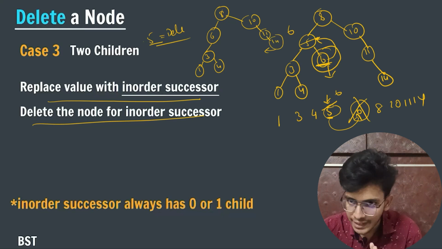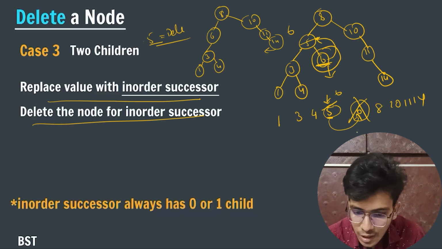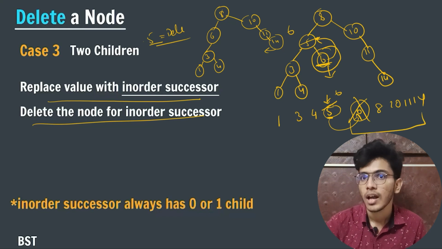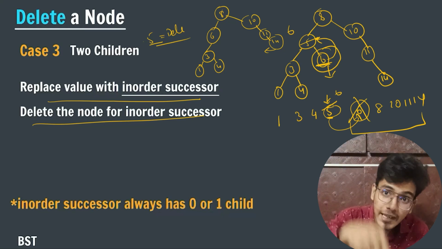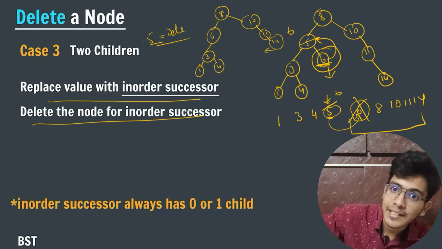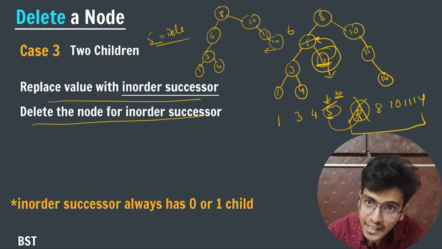I will check its next successor, and among the successors, what is the least value? Here you can see in the whole array, what is the least value? I will take that value and replace it with my current value. And after replacing, I will delete that duplicated element. Here you can see that after replacing with 6, I have deleted 6.